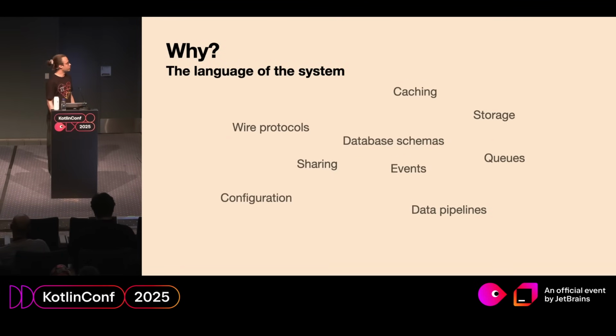When we design a system, we need to make a lot of decisions. They concern wire protocols, configuration languages, database schemas. We pick storage. We design queues, data pipelines. We introduce caching and all these things. So data is very important for software design. It's all these things revolving around data.